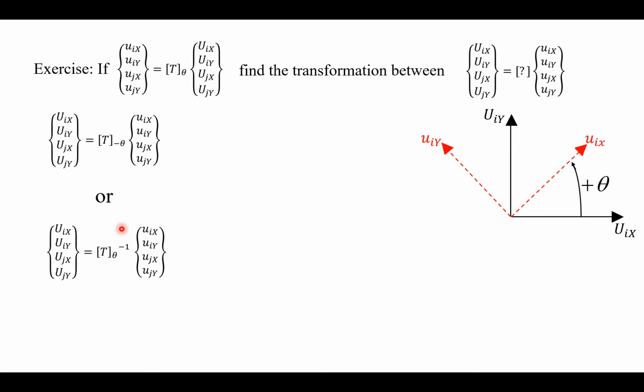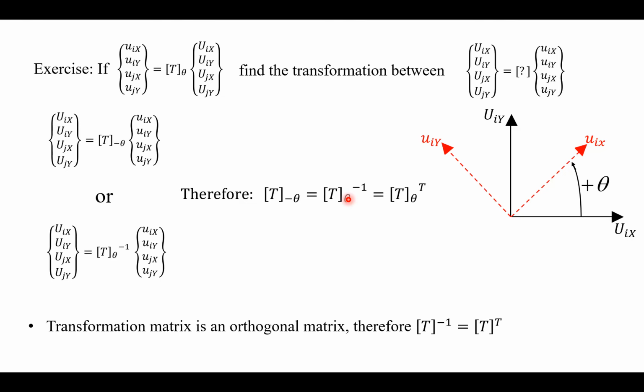Comparing these two tells us that the inverse of the transformation matrix, or using negative theta, gives the same result. Additionally, the transpose of the transformation matrix is the same as the inverse of the transformation matrix. That makes it simpler for us to find the inverse, because it's much easier to find the transpose. Such matrices are referred to as orthogonal matrices, whenever the inverse and the transpose are the same.